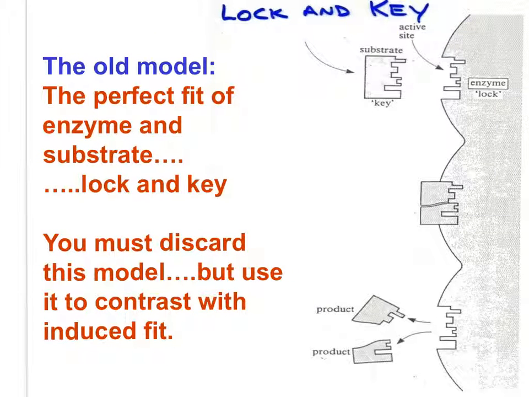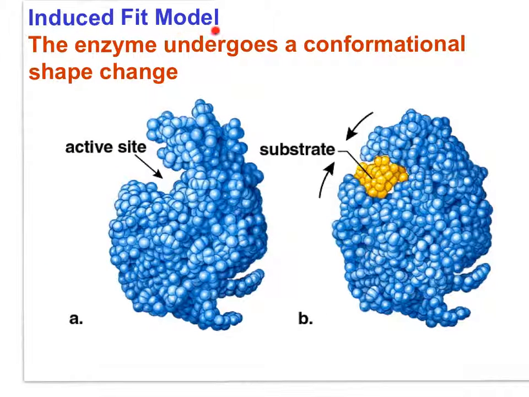The old model of the enzyme-substrate relationship is that of a lock and key. The lock and key model emphasizes the rigid nature of the active site as it binds the substrate. A new model, known as the induced fit model, has pushed the lock and key model aside. In the induced fit model of enzyme-substrate relationships, the enzyme undergoes a conformational shape change as it acts on the substrate. In this way, the enzyme brings substrates closer together or stresses the chemical bonds of the substrate, either of which lowers the activation energy required for the reaction to proceed.